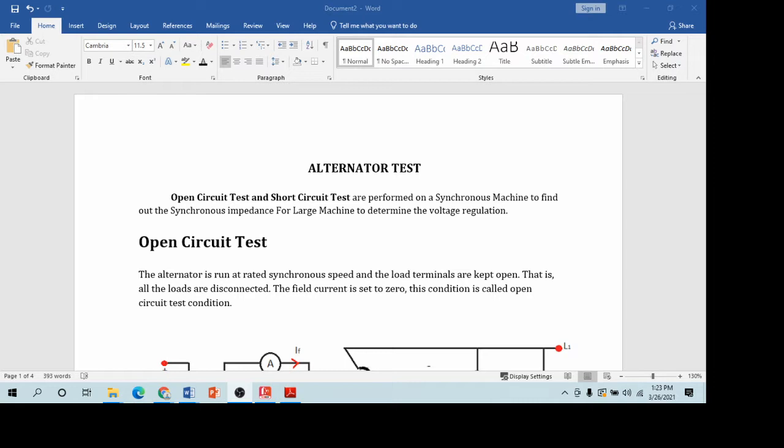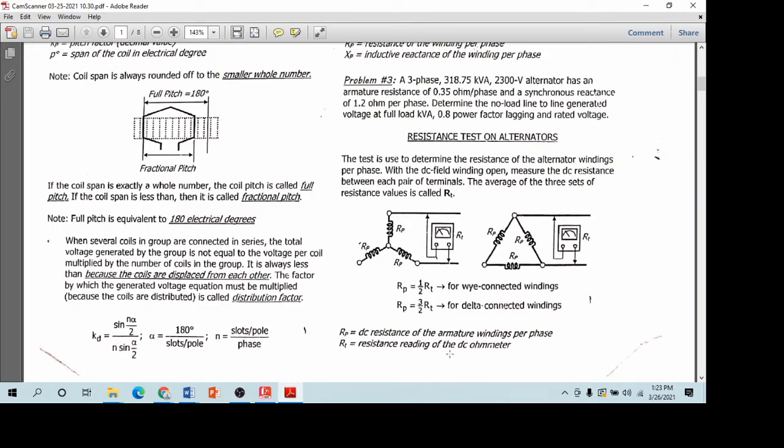We are going to discuss in this video the different types of alternator testing, which is a very important topic. First is the resistance test on alternator.